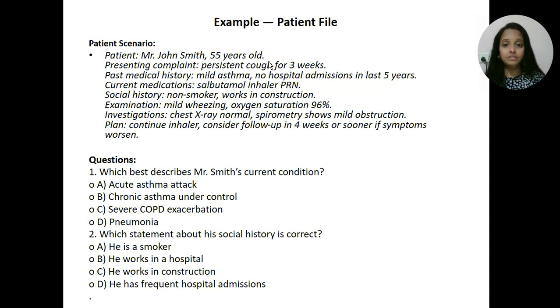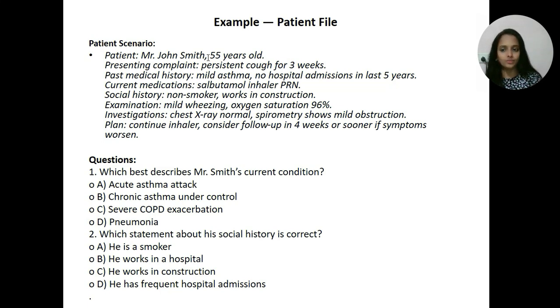Mr. John Smith, 55 years old, presenting complaint: persistent cough for 3 weeks. Past medical history: mild asthma, no hospital admissions in the last 5 years. Current medications: salbutamol inhaler PRN. Social history: non-smoker, works in construction. Examination: mild wheezing, oxygen saturation 96%. Investigations: chest x-ray normal, spirometry shows mild obstruction. Plan: continue inhaler, consider follow-up in 4 weeks or sooner if symptoms worsen.